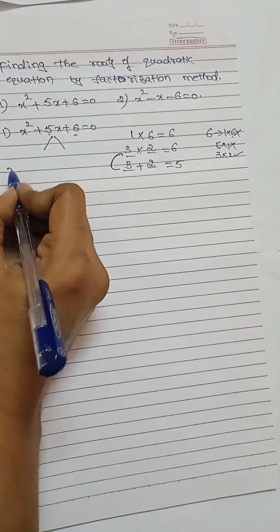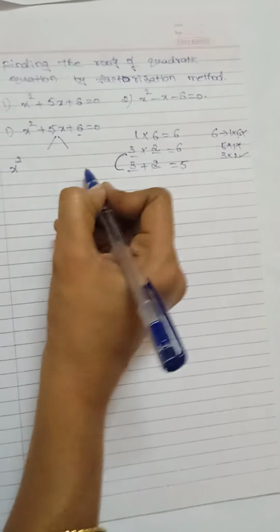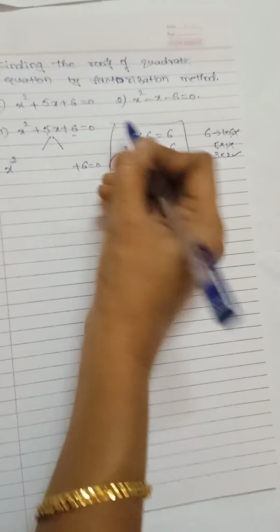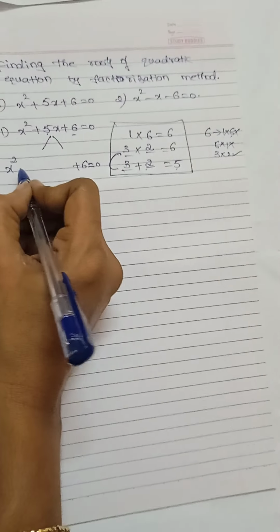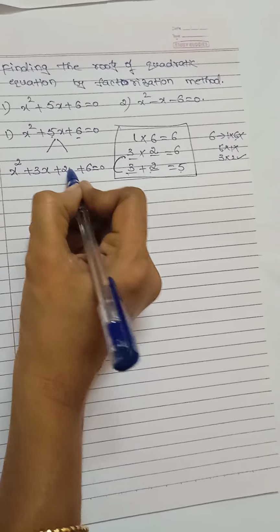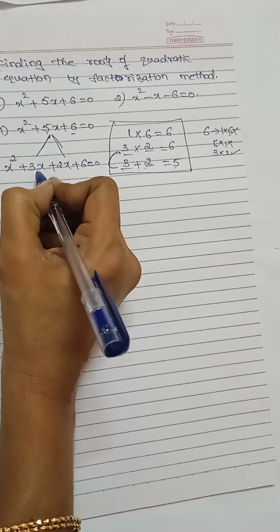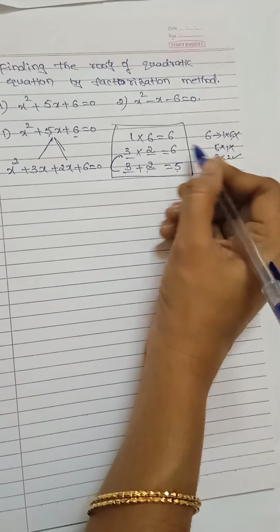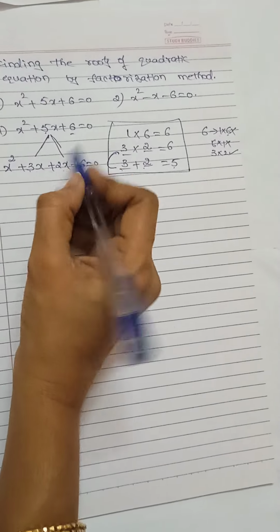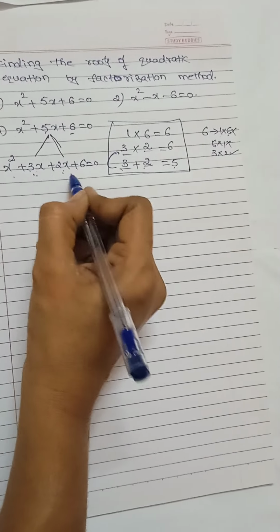So 5 will be written as 3 plus 2. So x square, the first term, plus the last term will be written as it is, equal to 0, and the middle term we have to split as 3x plus 2x. Now this is called splitting the middle term. You have to split the middle term in such a way, checking the possibilities. So 5x can be written as 3x plus 2x. Now we got the 4 terms.